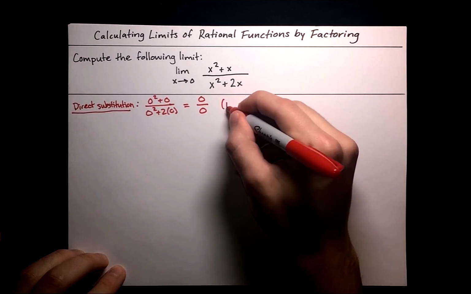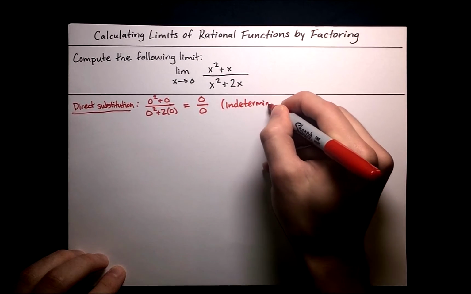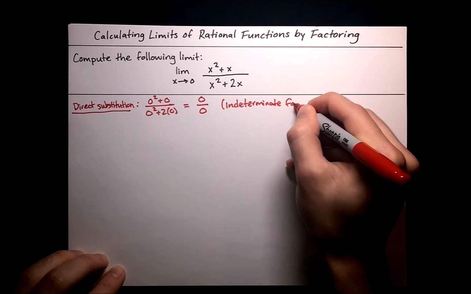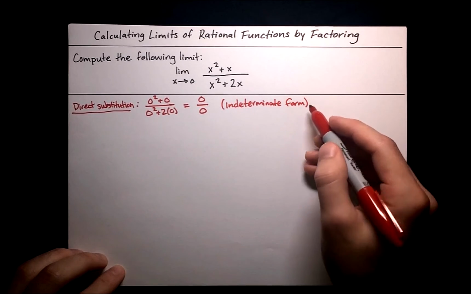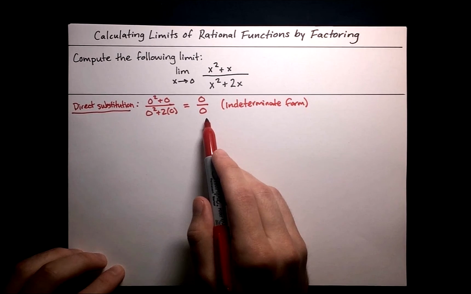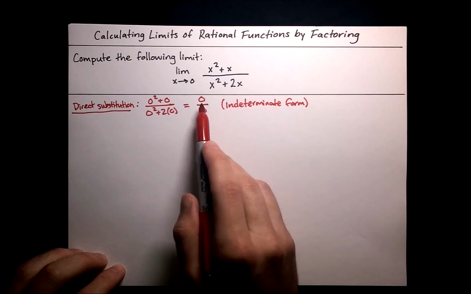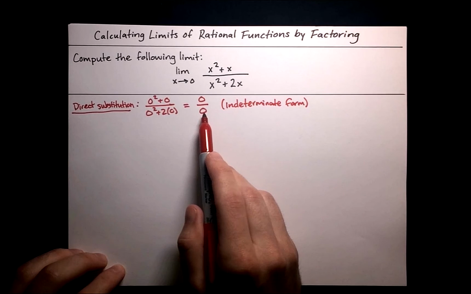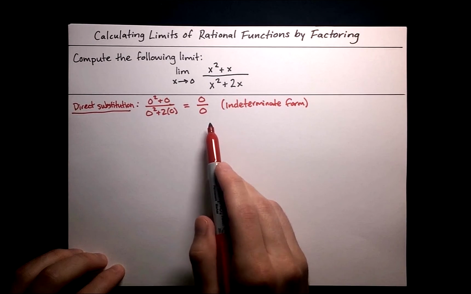And this is called indeterminate form. And the reason why it's called that is because we're unable to determine the actual value of the limit from this form. 0 over 0 could be 0 or infinity or any other number. This limit evaluates to something, but 0 over 0 doesn't tell us what that something is. So we have a little problem here. When we do direct substitution, we still can't tell what the limit evaluates to.